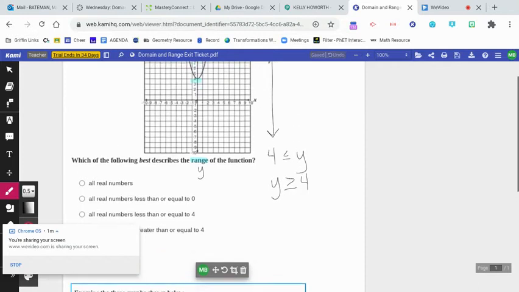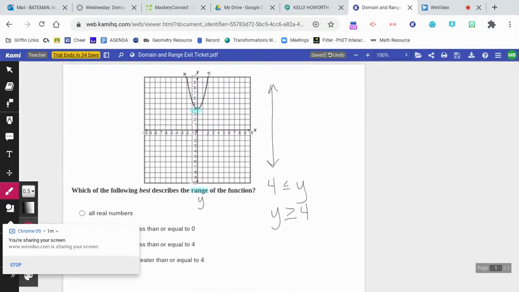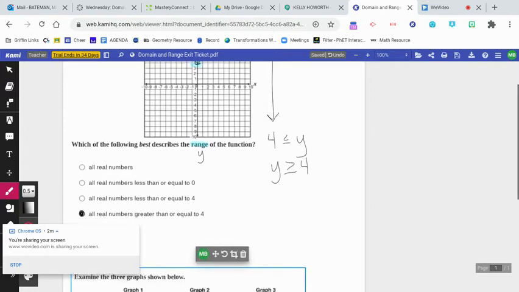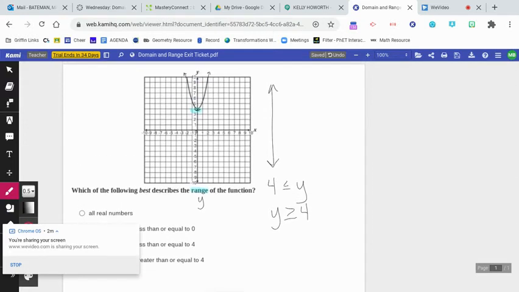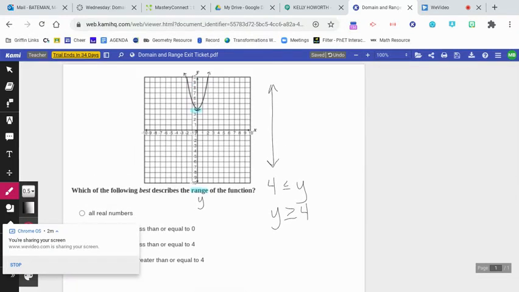And again, we could also just look at those answer choices and compare it to the graph. I know it's not all real numbers because it has a lowest point. It's nothing below 4. Less than 0, well, it doesn't even go to 0. Less than 4, no number less than 4 is expressed in this graph. The only one that makes sense is the numbers that are greater than or equal to 4.